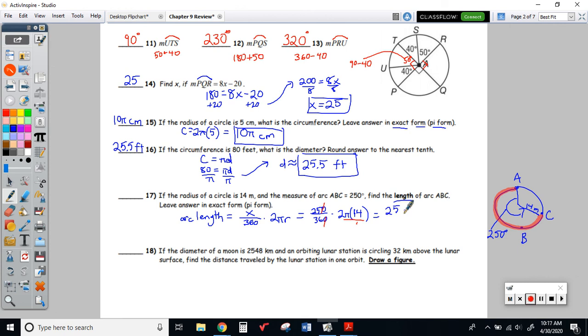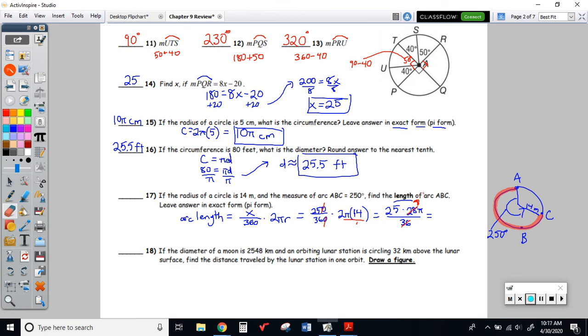So I would have 25 times 28 pi on the top, 25, and then 2 times 14 is 28. And then I have 36 times 1 on the bottom. So I'm continuing to simplify this fraction. I notice that 28 and 36, they're both even, and they're both also divisible by 4. So I could change this to a 7, divide it by 4 and get 7. I could change this to a 9.